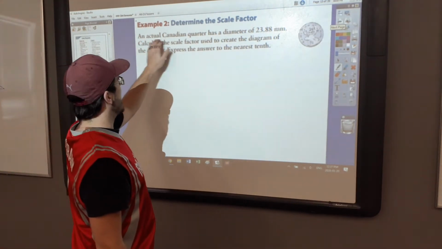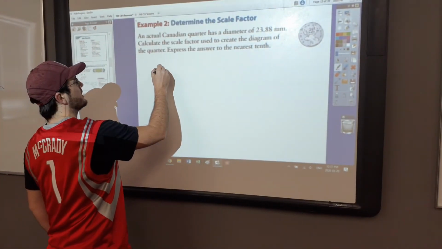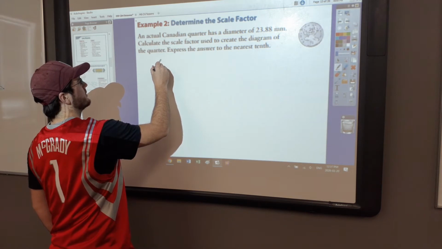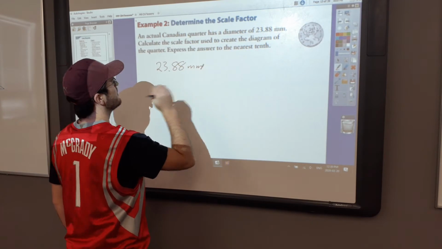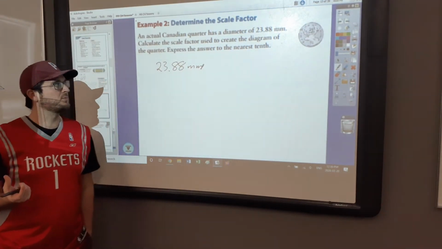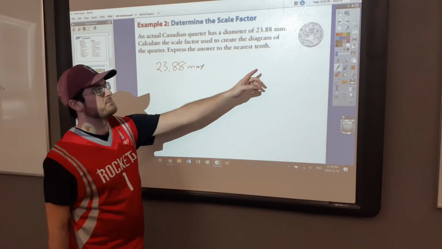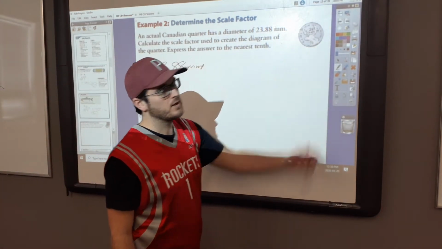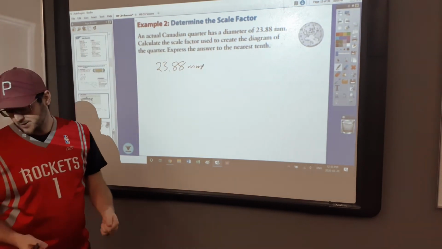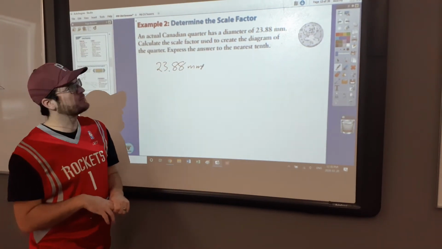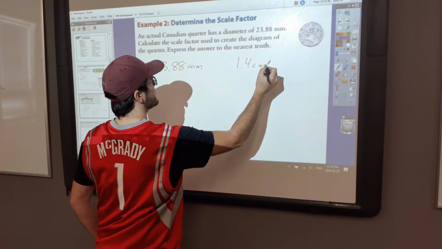So an actual Canadian quarter has a diameter of 23.88 millimeters. Now this question in the book, if you look in the book, the only way I could do this question to figure out the scale factor is to actually measure this. And I've clearly enlarged it, but I'll just give you what I measured, and you can do it at home too. You can look in your book, you can measure it and find that it's 1.4 centimeters across in your book. Now we run into a couple problems.